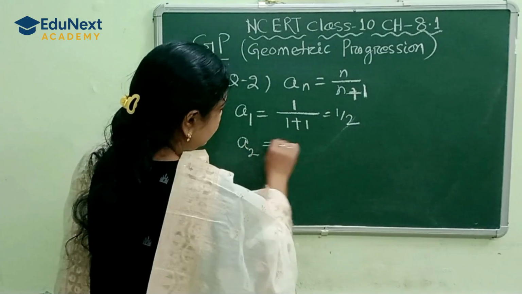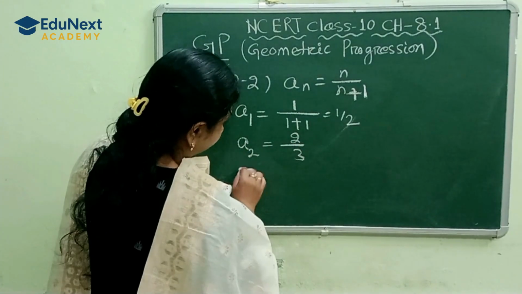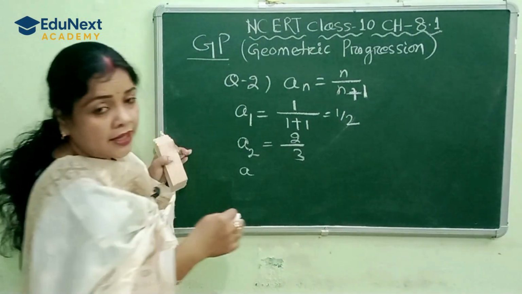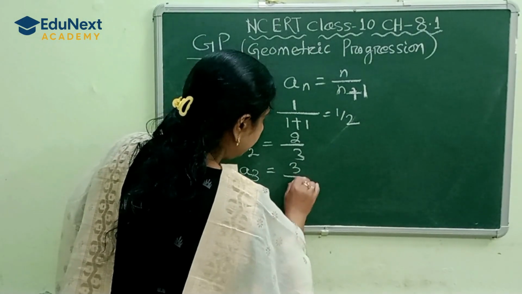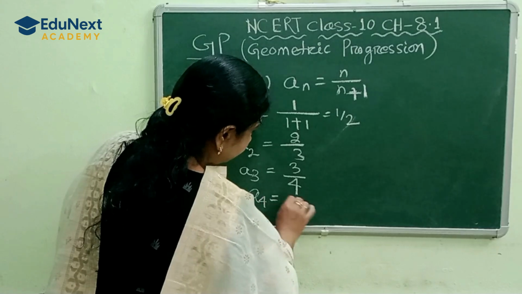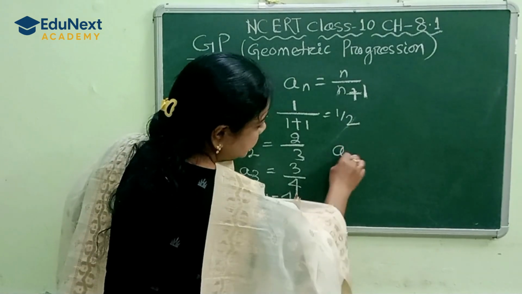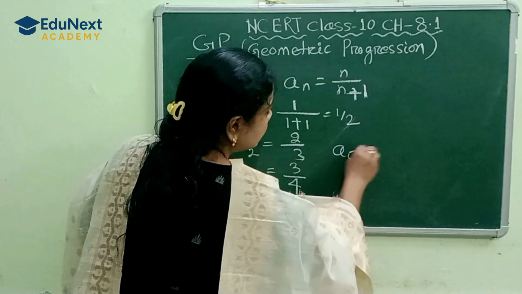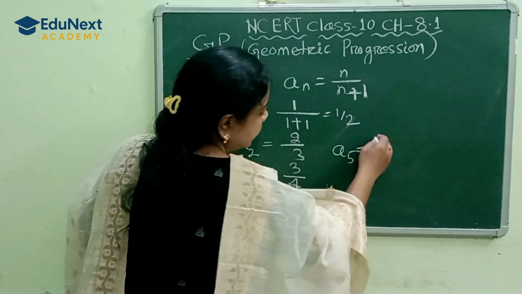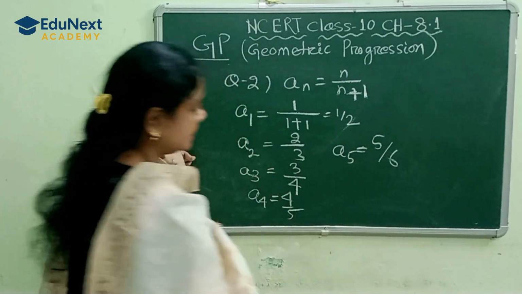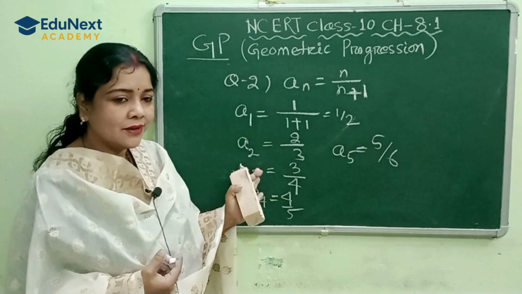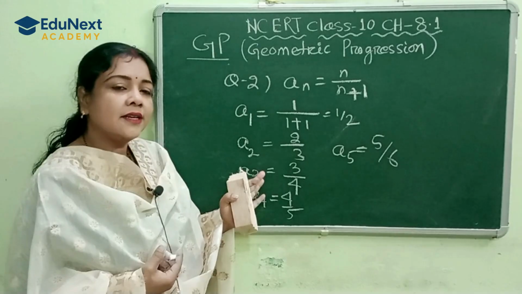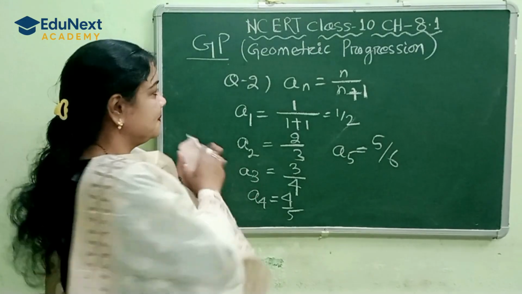Similarly, a2 is 2 by 3, as in place of n I put 2 here. a3 is 3 by 4. a4 is 4 by 5. And a5 is 5 by 5 plus 1, that is 5 by 6. So this is question number 2. You can solve it very easily. Next, let us solve question number 3.